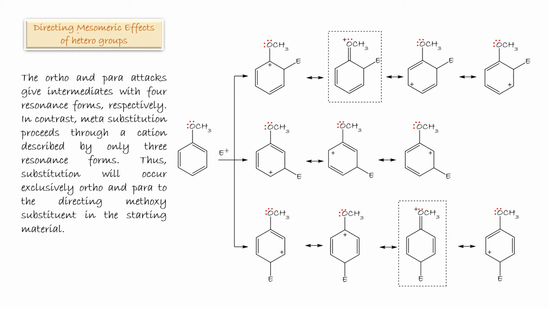Directing mesomeric effects of a heteroatom with a lone pair. Okay? The ortho and para attacks give intermediates with 4 resonance forms, while in the case of meta, there are only 3 resonance forms. So which one will be the more stable intermediate? Of course, ortho and para.